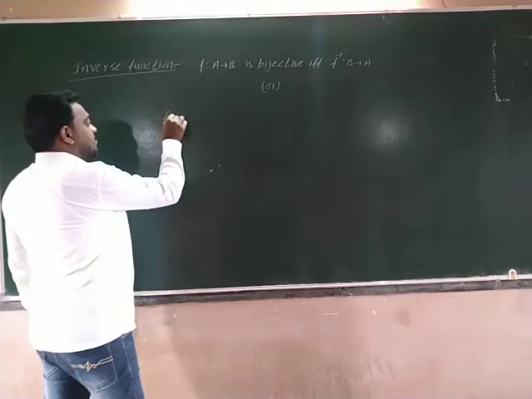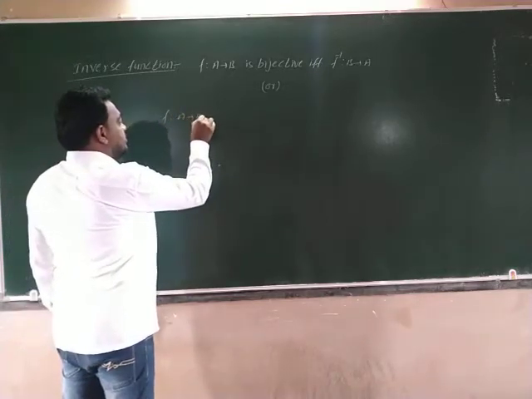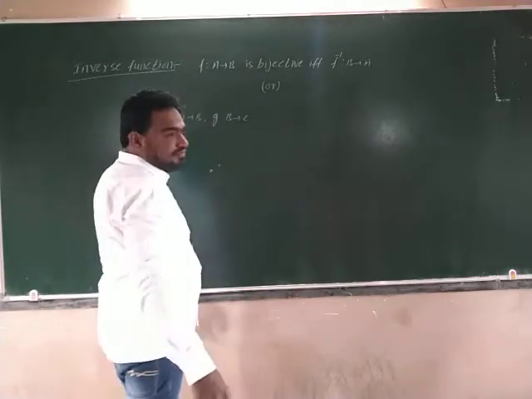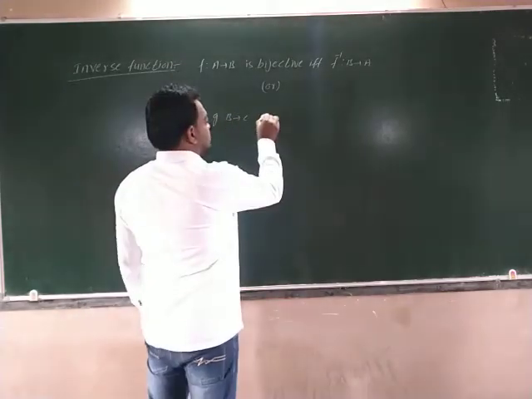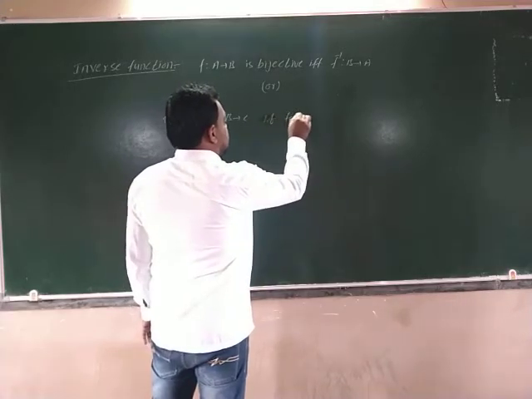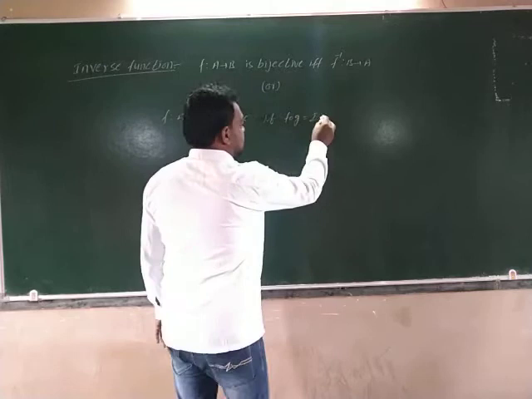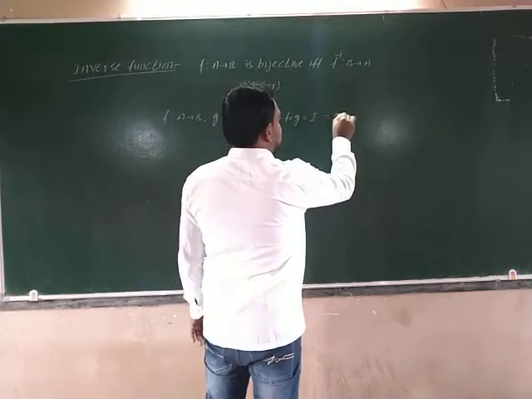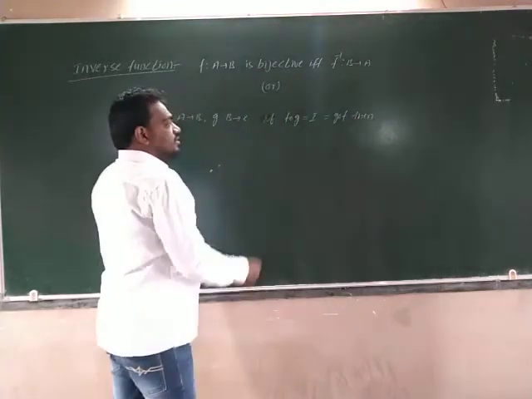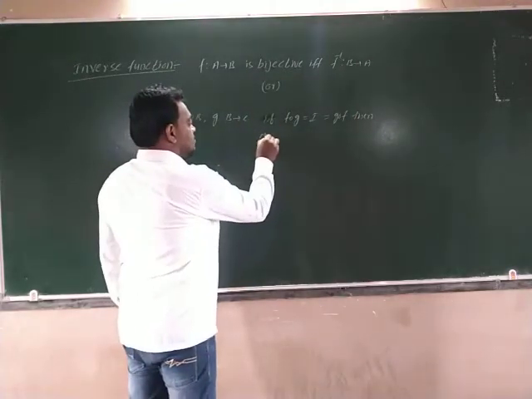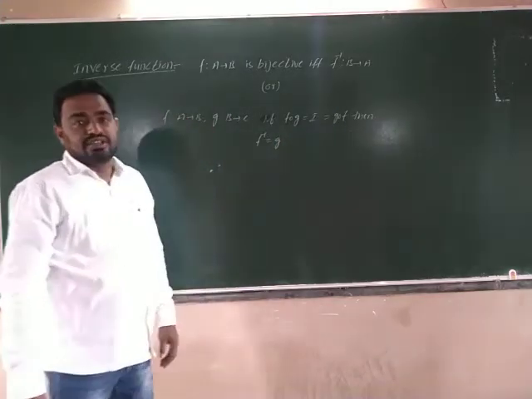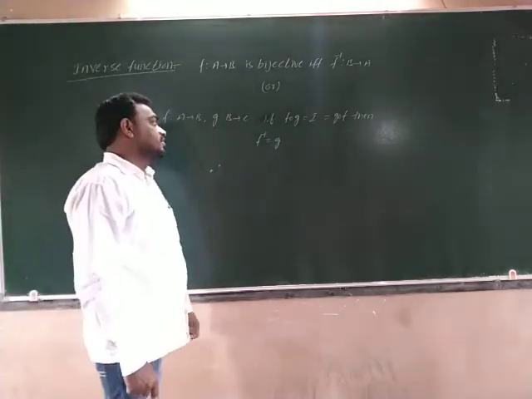Otherwise, you see, f is mapping from A to B, g is mapping from B to C, and if f circle g is equal to I is equal to g circle f, then f inverse is equal to g. This is another definition of inverse function.